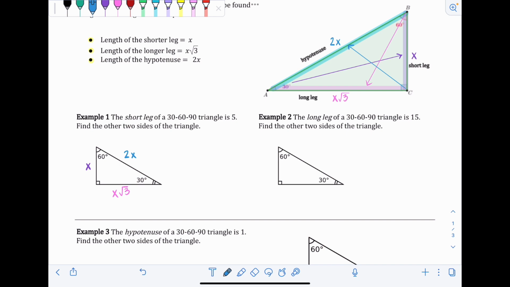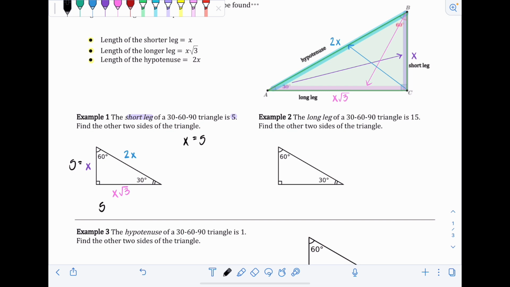And then I take the side that I'm given. For this problem, it says the short leg is 5. So I'm going to take that 5 and set it equal to the formula that goes with the short leg, which is x. So we already know that x equals 5. This is the best case scenario when we're given the short leg. It's the easiest version of this problem, because now that I know x equals 5, I just have to take that 5 and put it in for both of the other x's to find the other two sides of the triangle. So let's do the longer leg next.